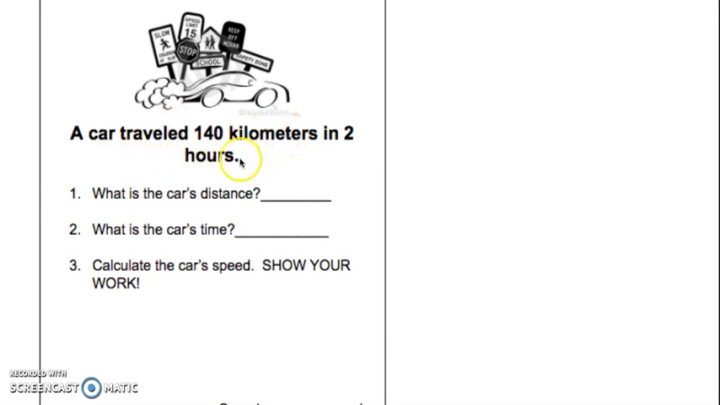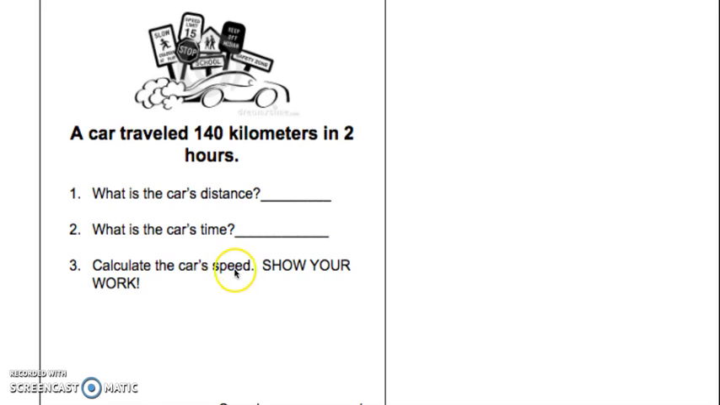So look at this problem and you're first going to write number 1. What is the car's distance? Write that here. Then you're going to write what is the car's time? Look up here and write your answer here.